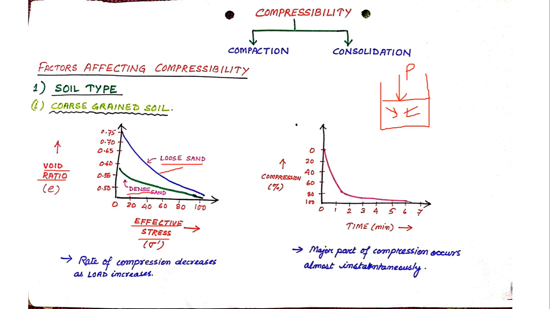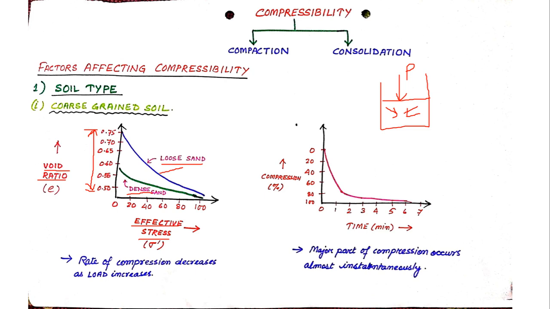So you can see that for loose sand, this is the range over which it is getting compressed. The void ratio for which the soil is getting compressed is from 0.75 to 0.50. So the range of void ratio for which loose sand is getting compressed is very small. Compared to dense sand, the compression of loose sand is more. Actually, dense sand is far less compressible. You can see that the slope of dense sand is far less when compared to loose sand.